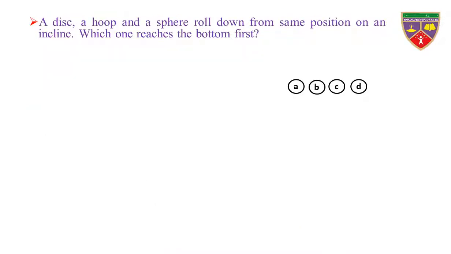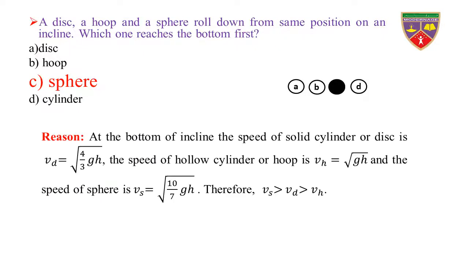A disk, a hoop, and a sphere roll down from the same position on an incline. Which one reaches the bottom first? Option A, disk; option B, hoop; option C, sphere; option D, cylinder. The key is sphere. Therefore, the correct option is C.